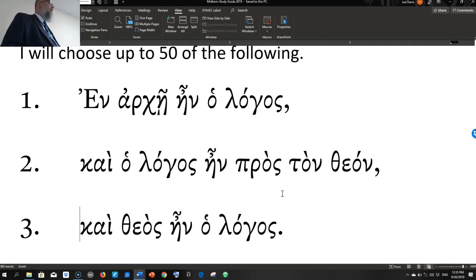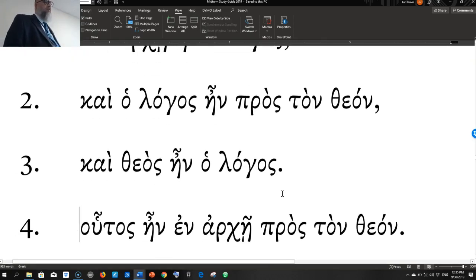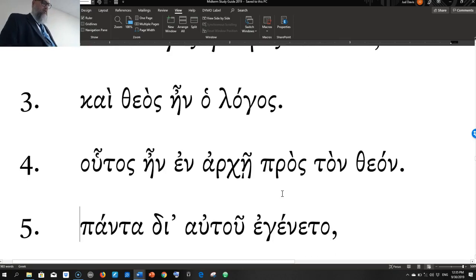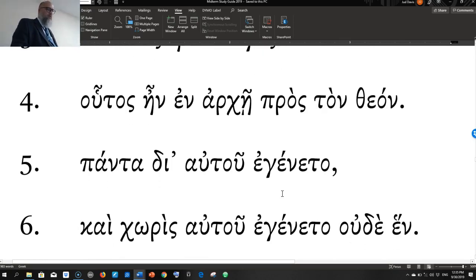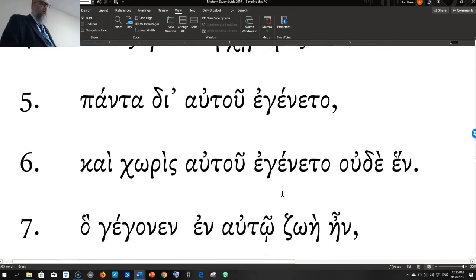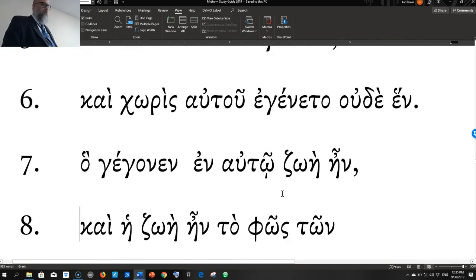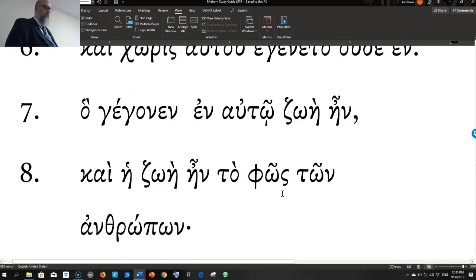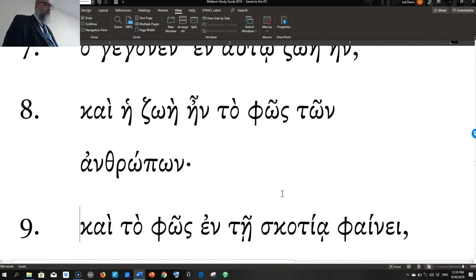So what does this say? In the beginning was the Word. The Word was with God. The Word was God. It was in the beginning with God. All things came to be through him, and without him not one thing came to be. In him was life.